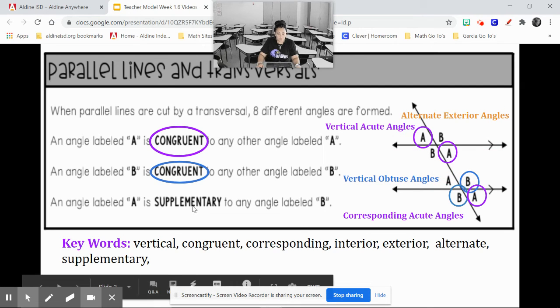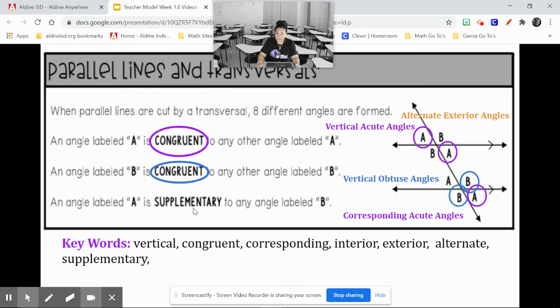Now we're going to talk about supplementary angles. Some of you may call it supplementary or supplementary. It doesn't matter. It means the same thing. When we talk about supplementary angles, those are 2 angles that equal 180 degrees. Now notice here it says an angle labeled A is supplementary to an angle labeled B. So my 2 angles are not going to meet this time. So when I have an A angle with a B angle, that gives me my supplementary angles.